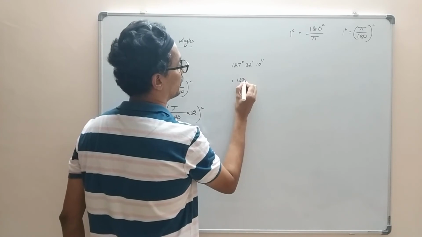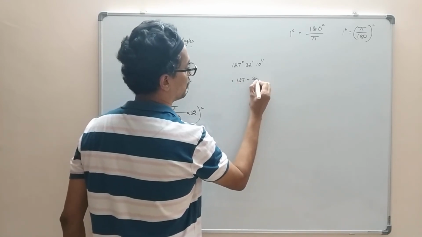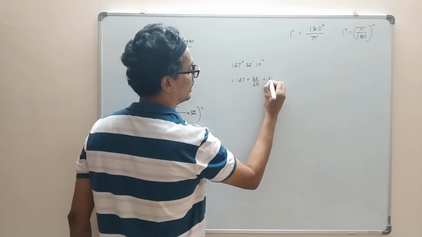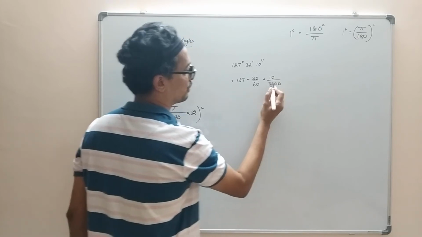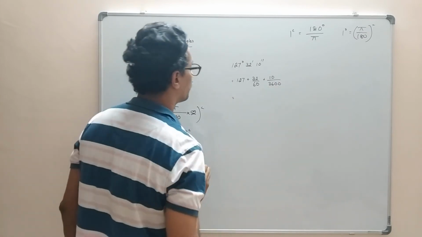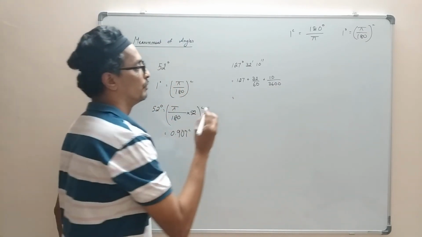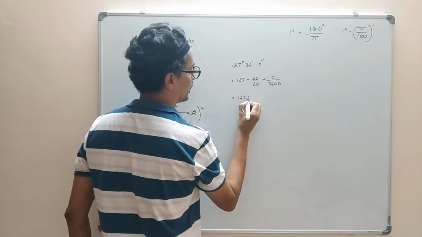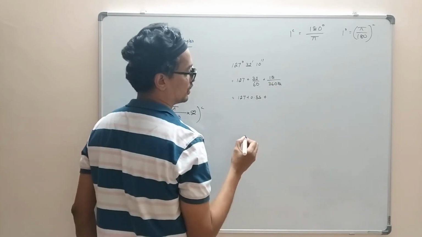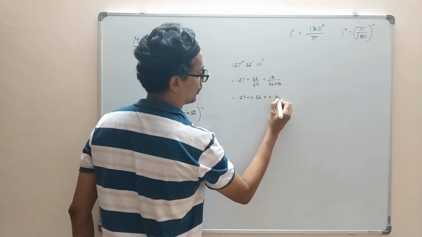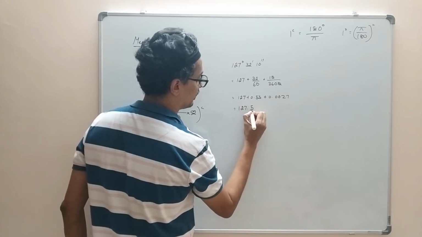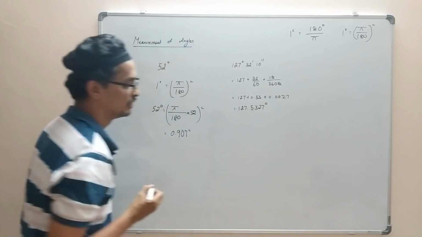So 127 plus 32 by 60, that's in degrees. And this also we have to write as 10 divided by 3600, because this is a second, 60 by 60. So what will be the value? 127 plus 0.53 plus 1 by 360, which is 0.0027. So this whole number is 127.5327 degrees. Now you got the number.